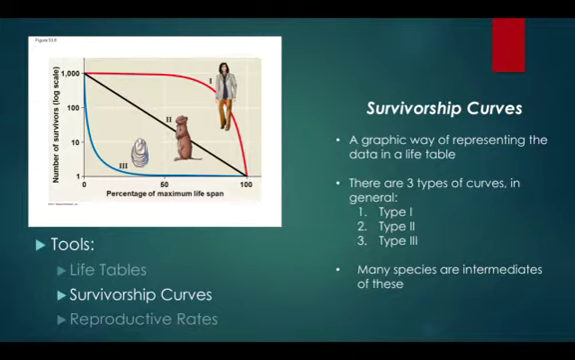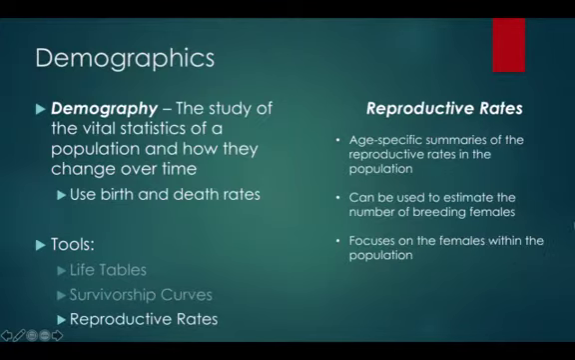Then we have our type 2, which is the gradual decrease of a population over time. So it's very linear in nature. And then we have our type 3 curves, which have high amounts of mortality early in the lifespan, and barely any that make it past a long or old age.